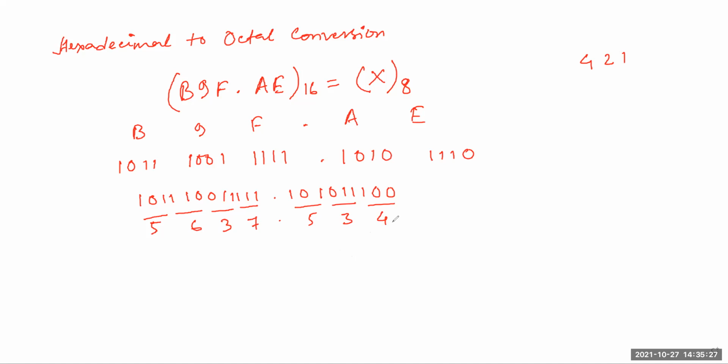So B9F.AE is a hexadecimal number, and its octal equivalent is 5637.534, base 8. Till now it is clear for all of you? Yes, sir. Or is there any doubt? Muskan, you have written in the chat that it is the wrong answer. This is the right one.